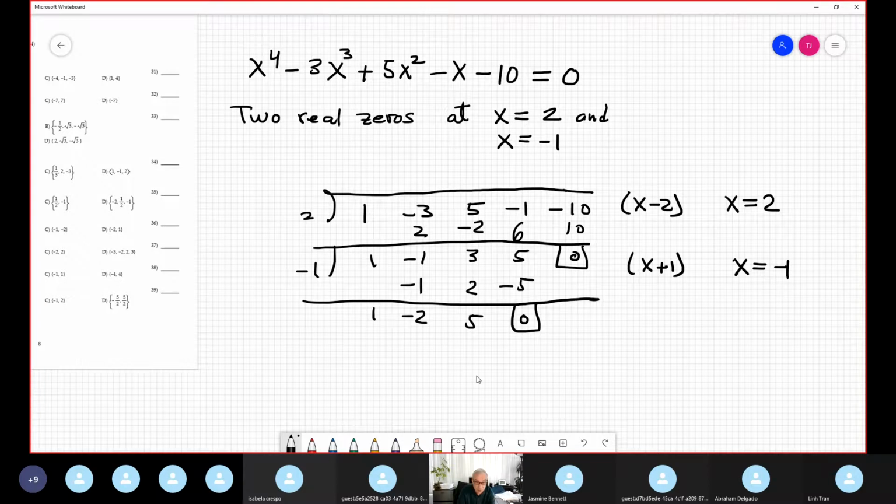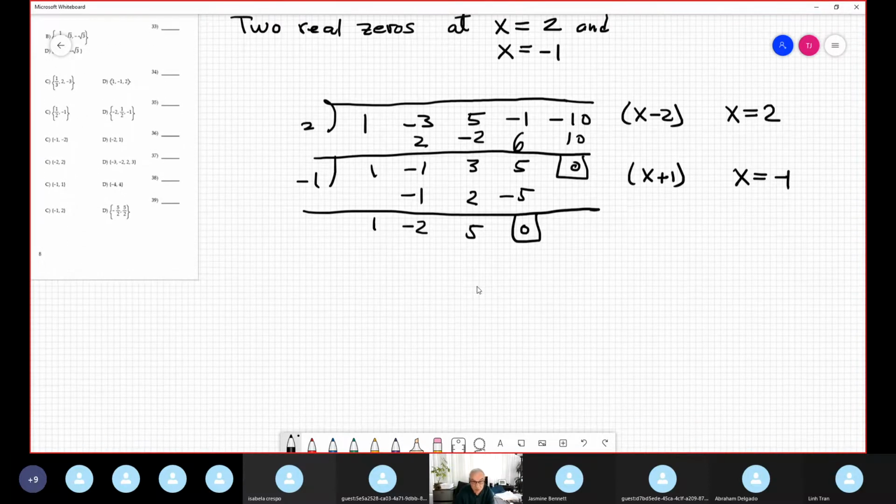Remember, I take the quotient part. This is x to the 0 power, x to the 1 power, x to the 2nd power. Actually, my answer of the several synthetic divisions is x squared minus 2x plus 5.